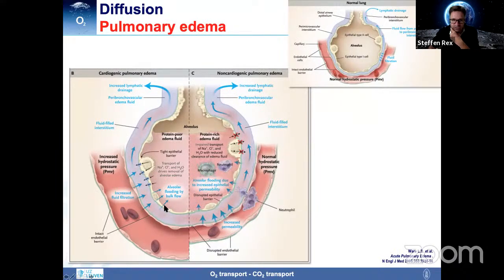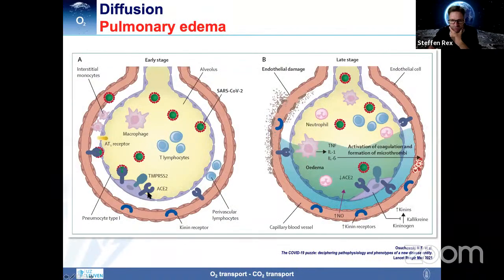This is then exactly the reason why pulmonary edema leads to hypoxia. On the left side, you see a cardiogenic pulmonary edema, where in the beginning you have an accumulation of interstitial water, and later on you also have edema within the alveoli, and just a very simple pathomechanism: the diffusion distance becomes far too large for oxygen, so there is no gas exchange anymore.